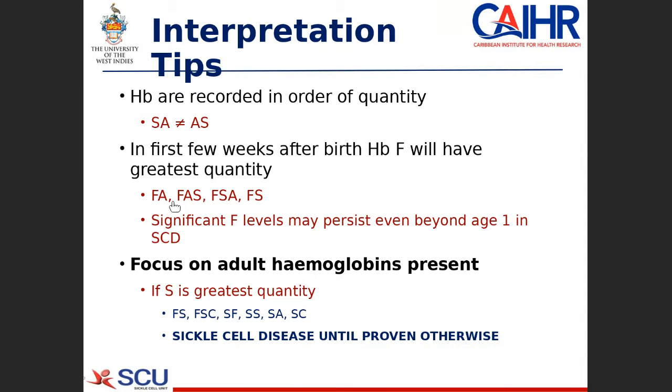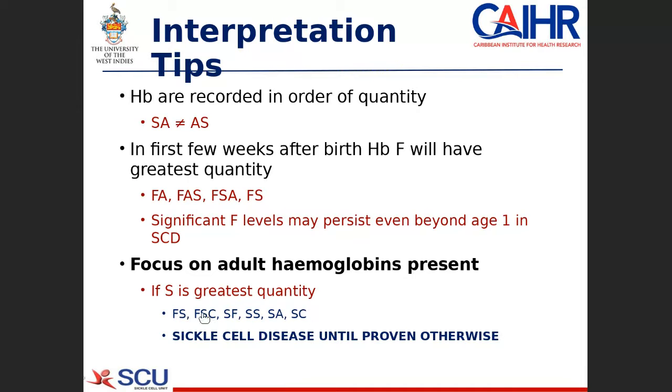When we're trying to interpret our hemoglobinopathy, we are going to focus on the adult hemoglobins present. And if S is the greatest quantity, then that person has sickle cell disease until proven otherwise. So all of these results here, FS, FSC, SF, SS, SA, SC, all suggest that these persons have sickle cell disease. These are from babies. You ignore the F. S is the adult hemoglobin present.